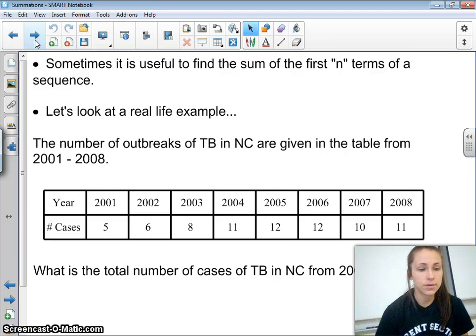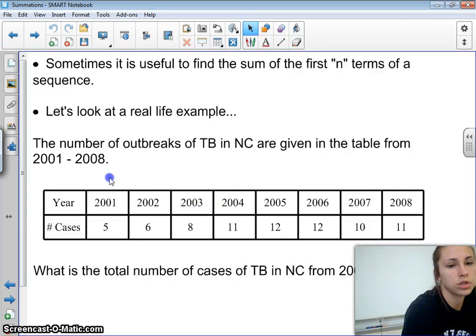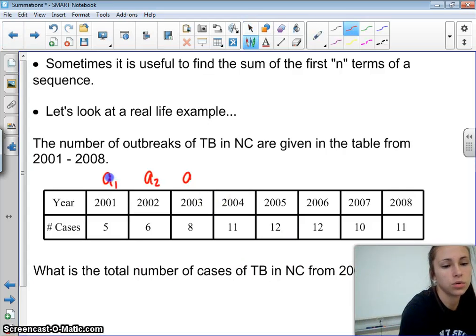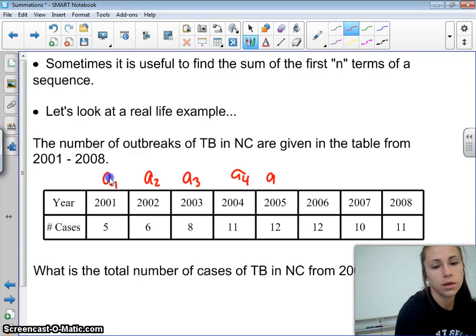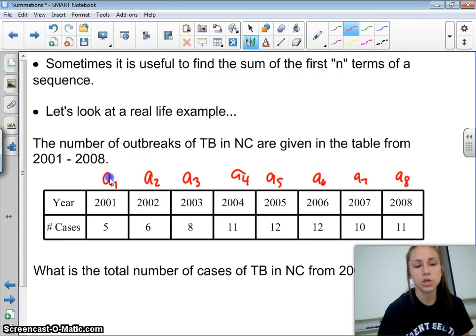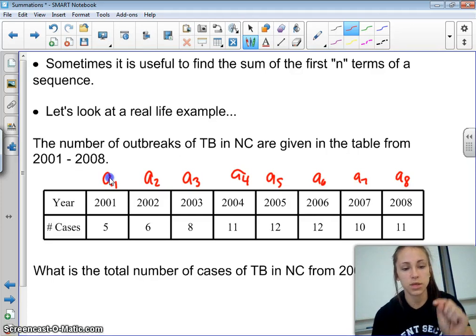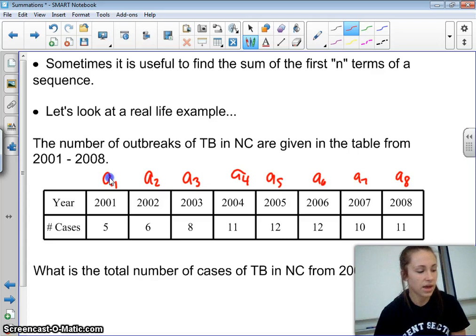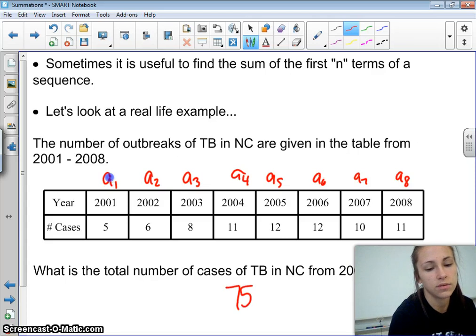And so to find the total number of cases from 2001 to 2008, I would say I'm going to let this be A1, A2, A3, A4, 5, 6, 7, 8. And so we would add up all of those terms, A1 through A8. And if I did that, 5 plus 6 plus 8 plus 11, 12, 12, 10, 11, if I added all of those up, that would be 75.